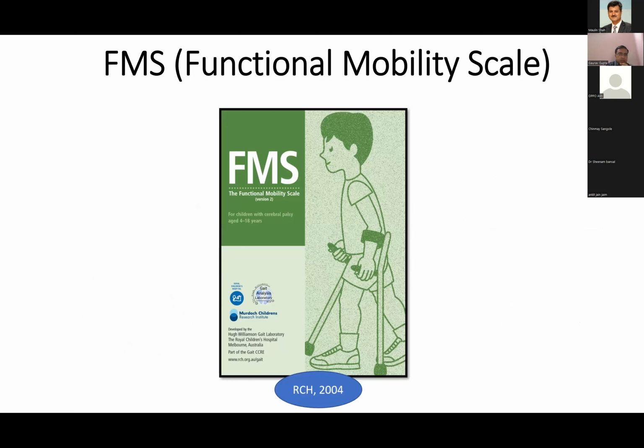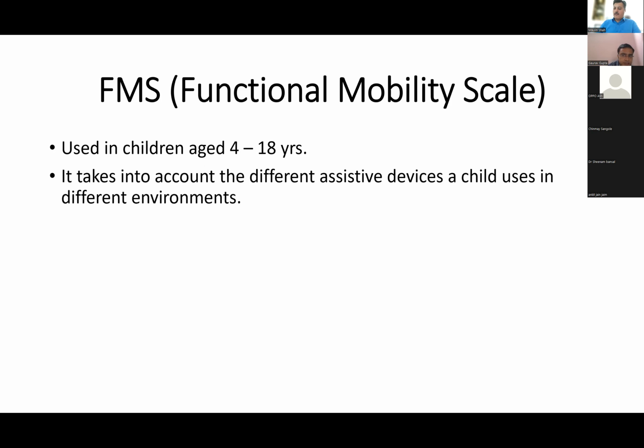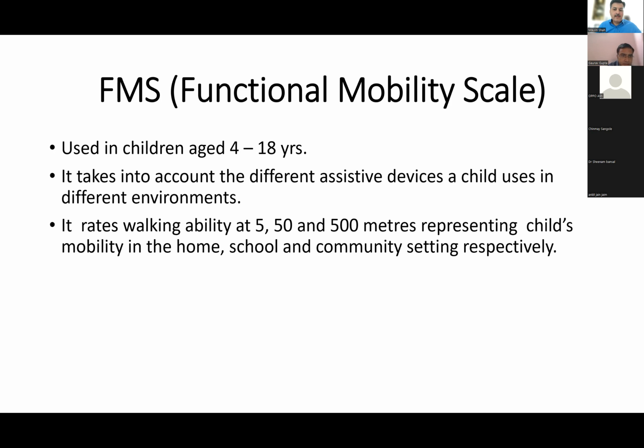So this was GMFCS. Then there is the Functional Mobility Scale, which was given by the Royal Children's Hospital in 2004, and it's a bit more zoomed in on the function assessment. It is used in children between age 4 to 18, and it takes into account different assistive devices a child uses in different environments.